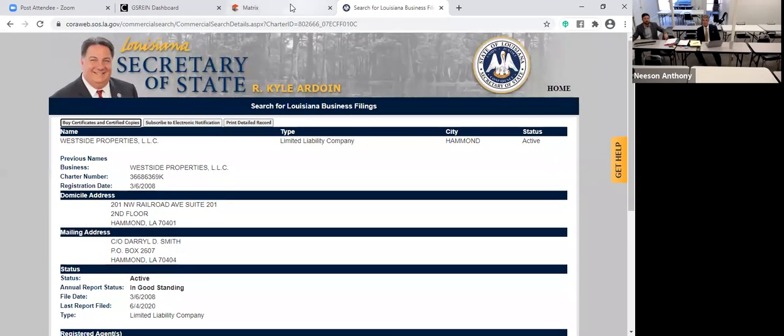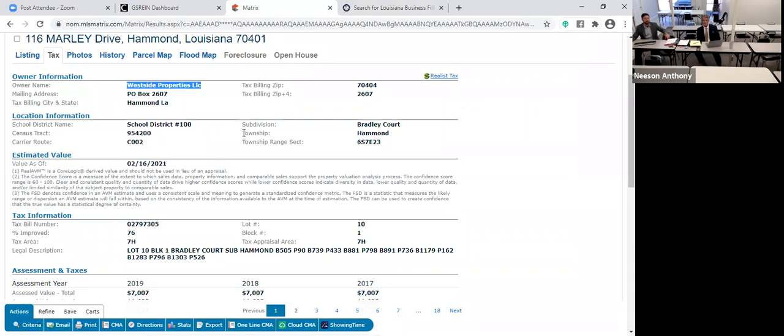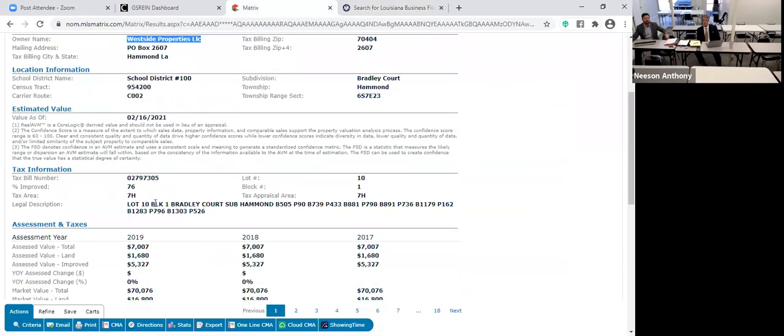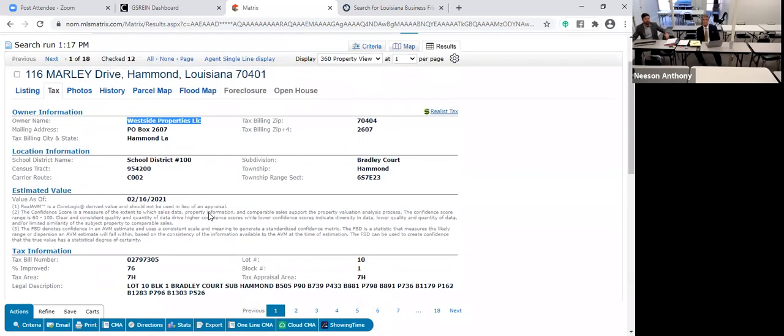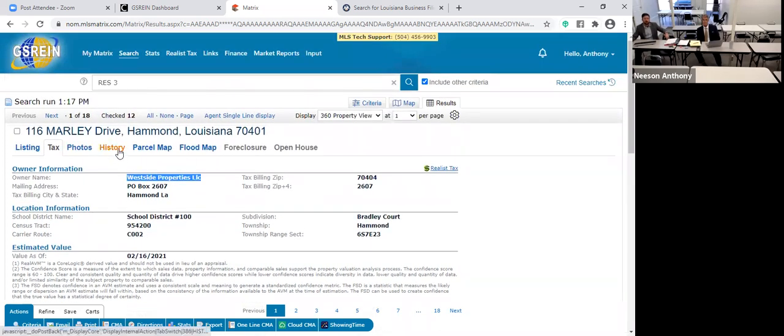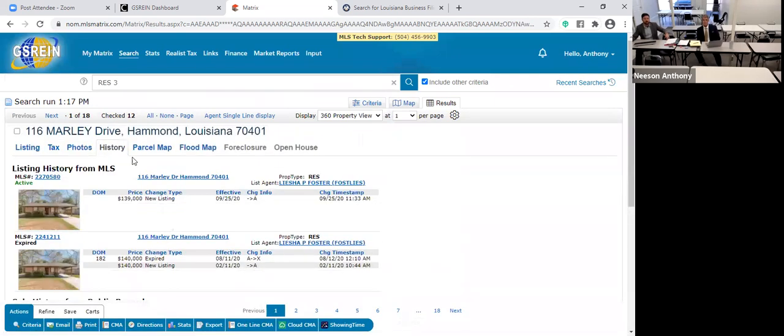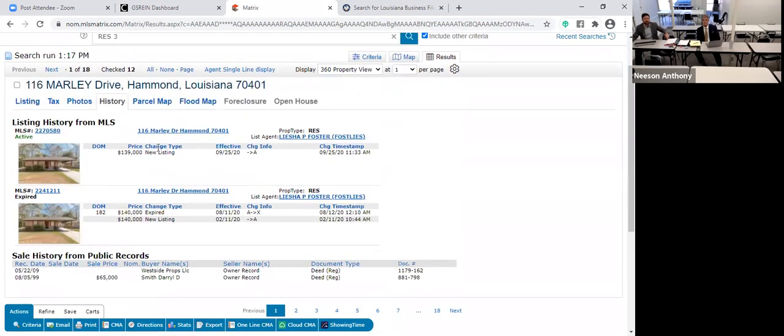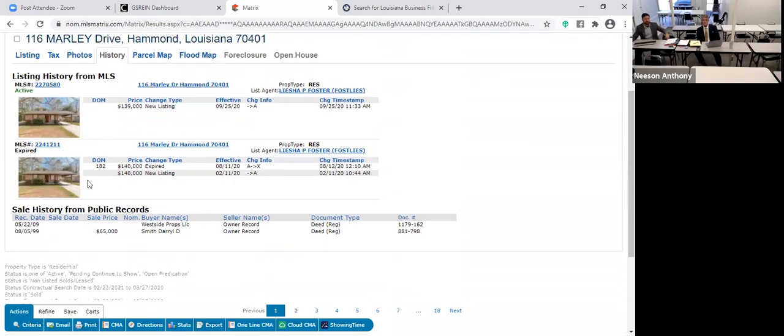Well, if I know anything about Hammond, Daryl owns a lot of properties. All right. But this is where you can find legal descriptions. Right. So if all of a sudden you're writing a contract and the agent didn't bother to put the legal description in, or they put per title, I can go pull from this tax. There's tax information, right? You've got your history. So I can see when the prices were changed, when it expired, right?